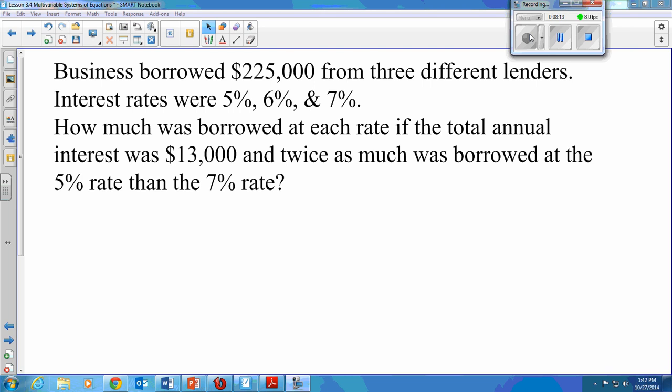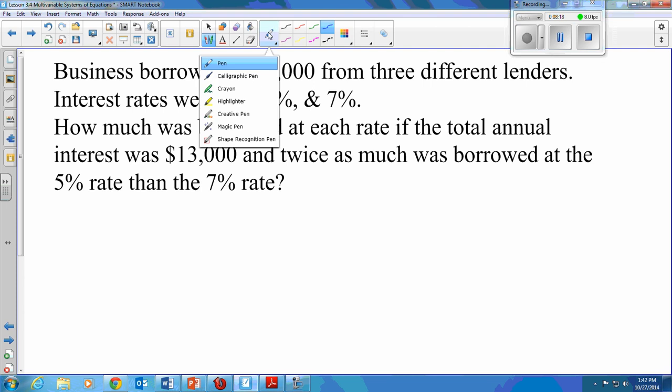So on your paper, you're going to jot some of this down. You don't have to write it all, right? Shorthand is a good trick for college.